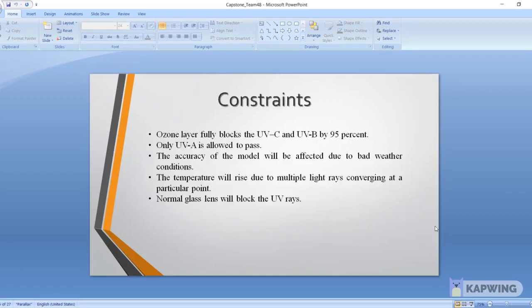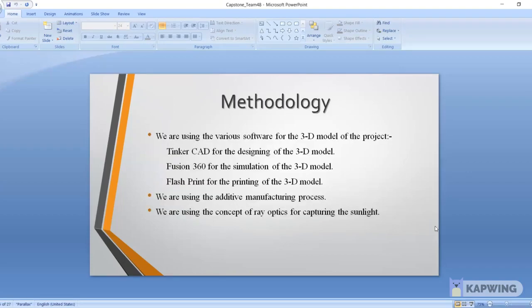The main constraints that we faced in the making of this project are that the ozone layer blocks UVC and UVB by 95%, and only UVA is allowed to pass, and we have to use a quartz glass lens for this because normal glass will block the UV rays.